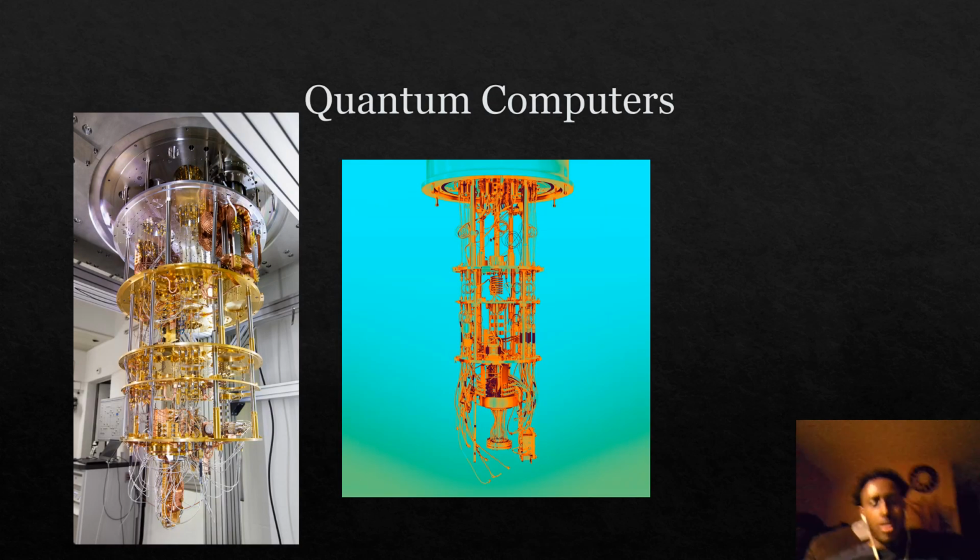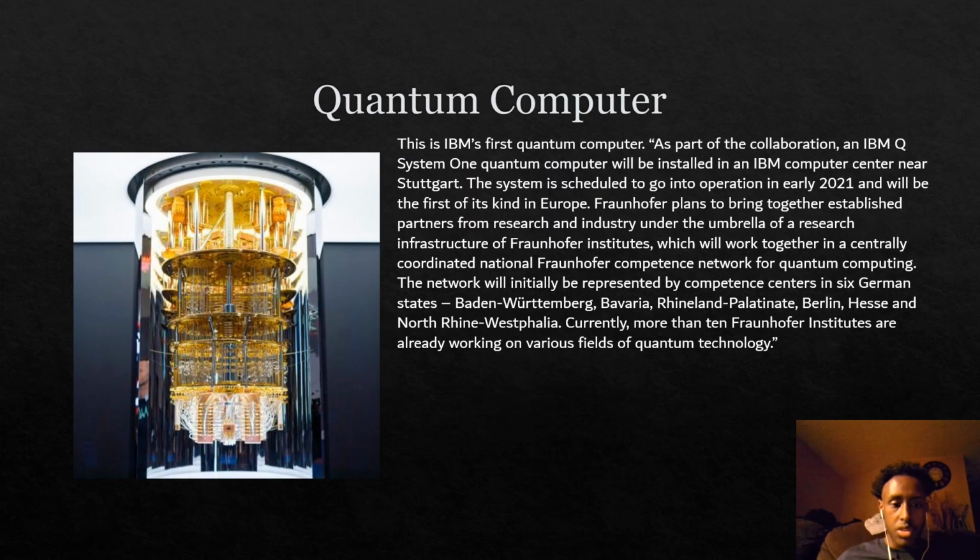If you were probably thinking throughout the entire talk, what does a quantum computer look like? These are the ones that are currently built today. This one specifically is IBM's first quantum computer. As part of the collaboration, an IBM Q System 1 quantum computer will be installed in the IBM Computer Center near Stuttgart. The system is scheduled to go into operation in early 2021, so this is right around the corner, and will be the first of its kind in Europe.